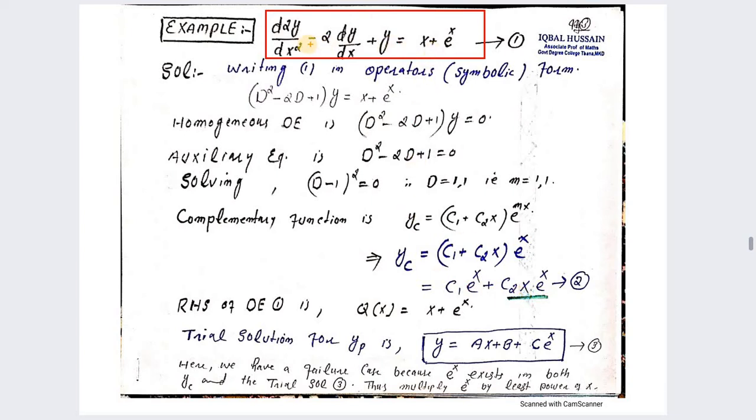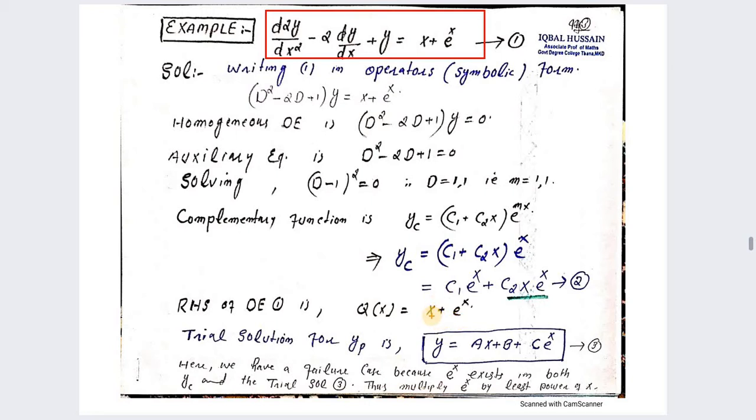Now in the given differential equation, this is the function q. So the right hand side of the differential equation is q = x + e^x. Here we see q is a sum of two functions, the polynomial function and the exponential function.